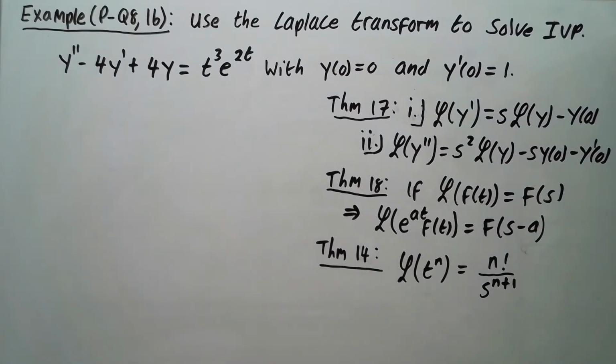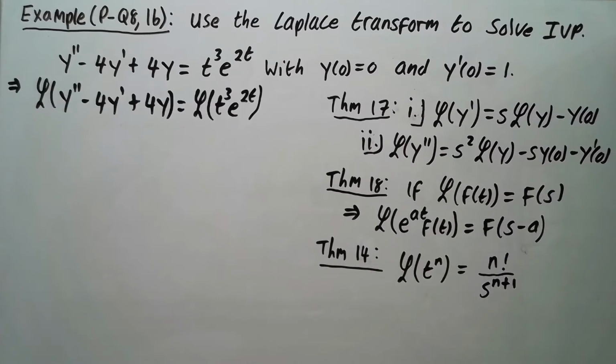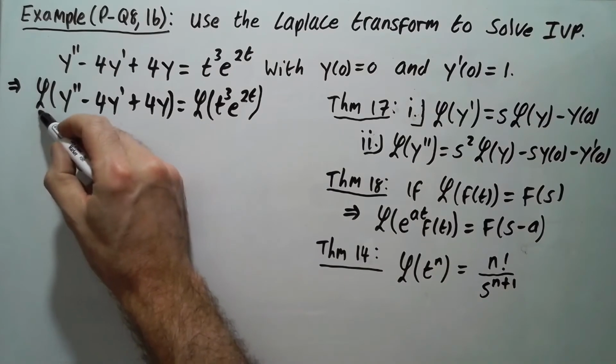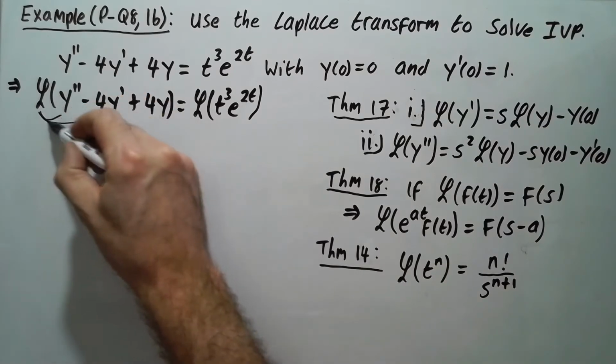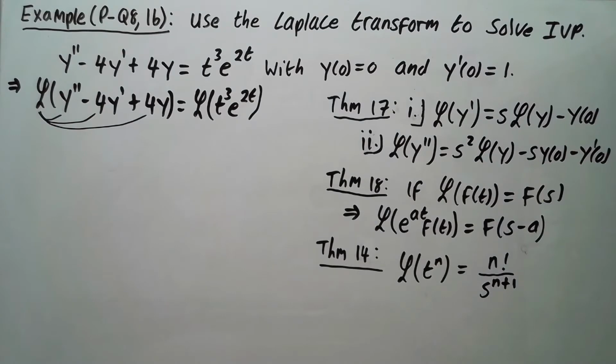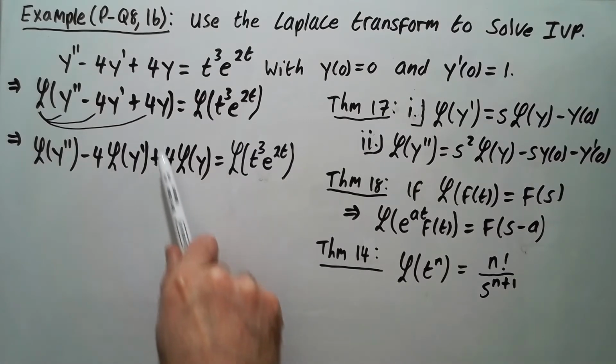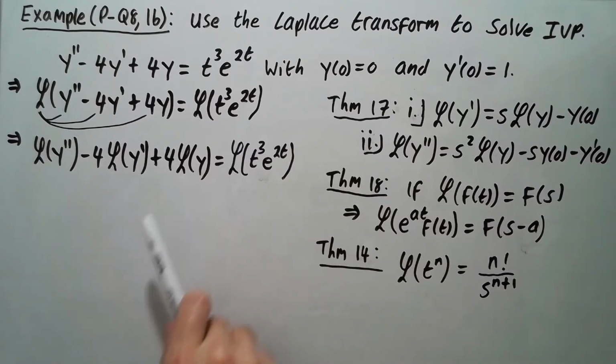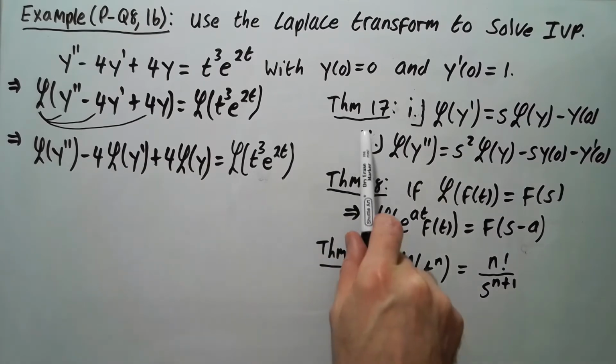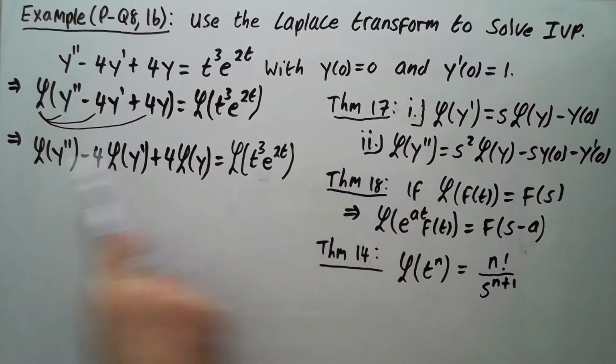So doing that we get this, and now the Laplace transform is a linear operator. It means I can take this in here, distribute in. So doing that we get this. The negative 4 can come outside, and so can the 4, because it's a linear operator. Okay, then we're going to apply theorem 17 part 2 to this one, and theorem 17 part 1 to this one.